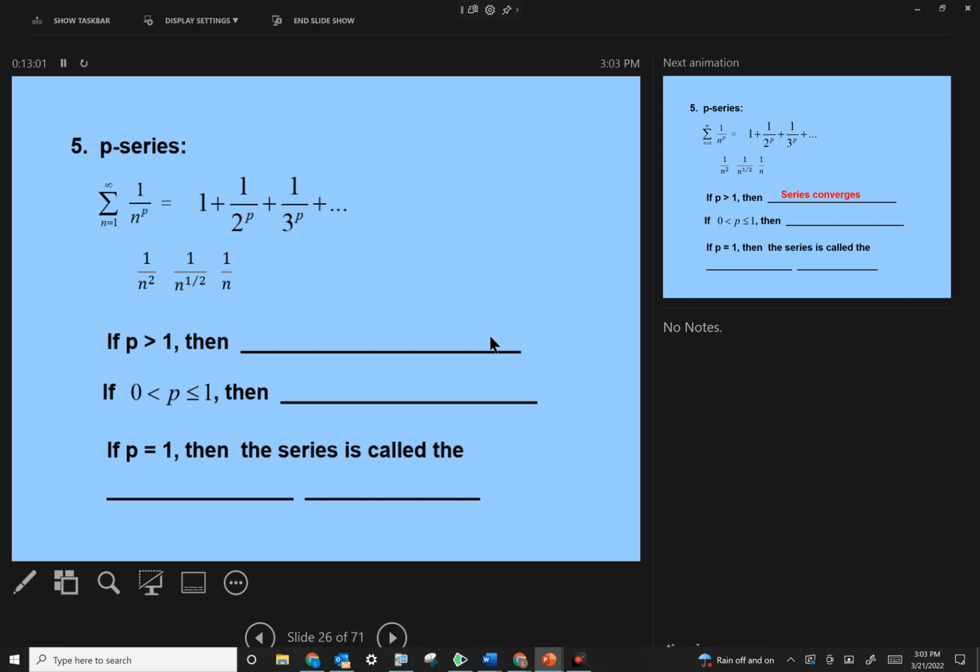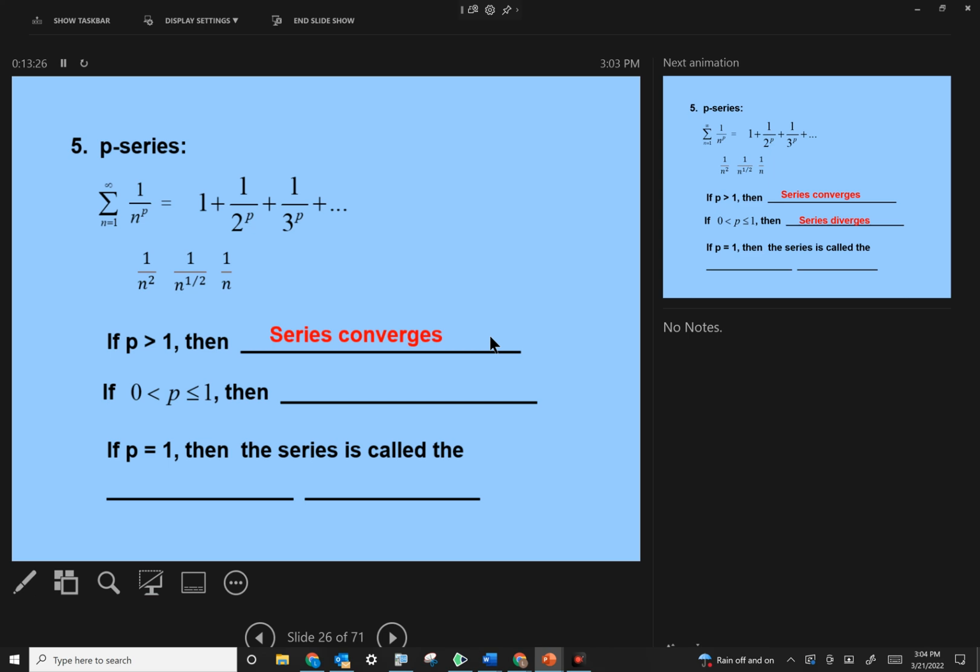So, if P is greater than 1, then it converges. So 1 over n squared converges. 1 over n cubed converges. 1 over n to any power more than 1 converges, because that means the terms are not only going to 0, but they're going to 0 fast enough that eventually you're not adding anything else on.